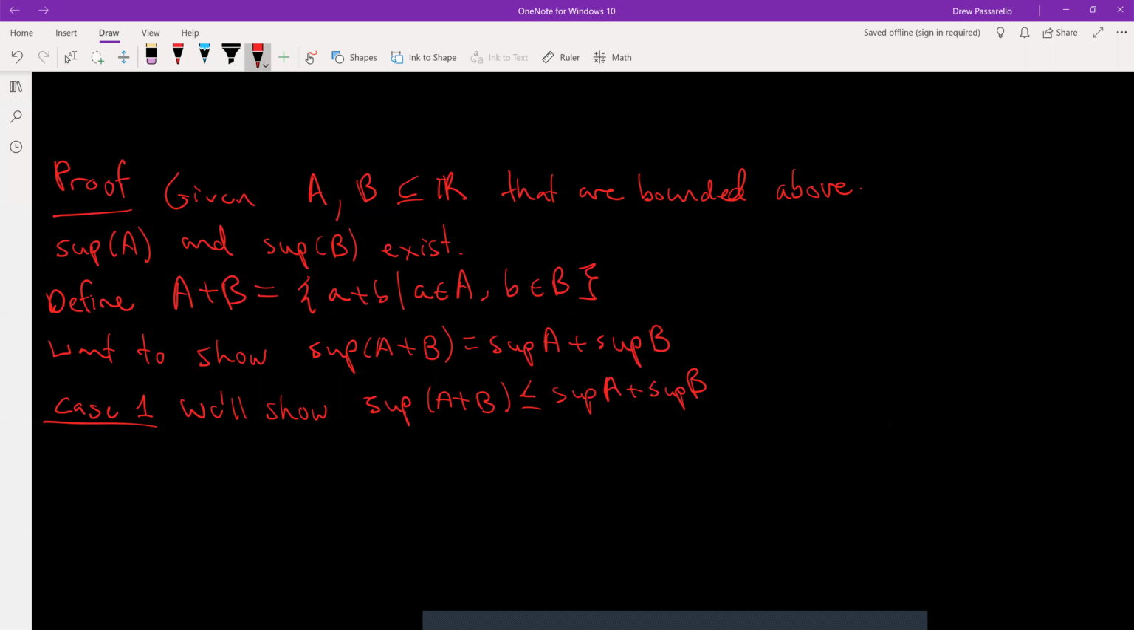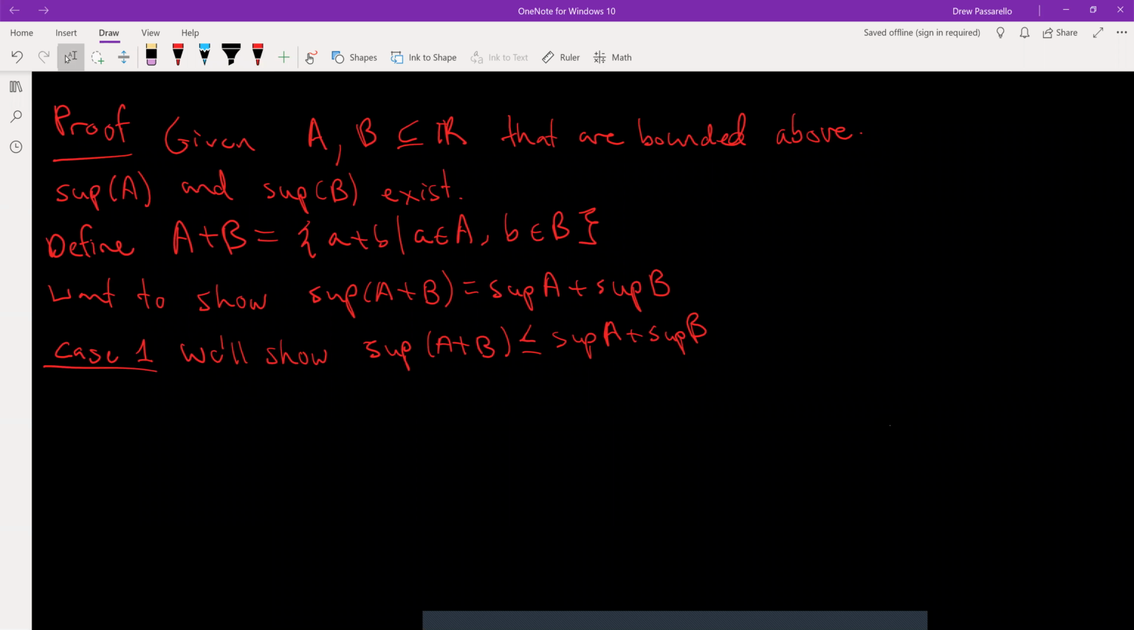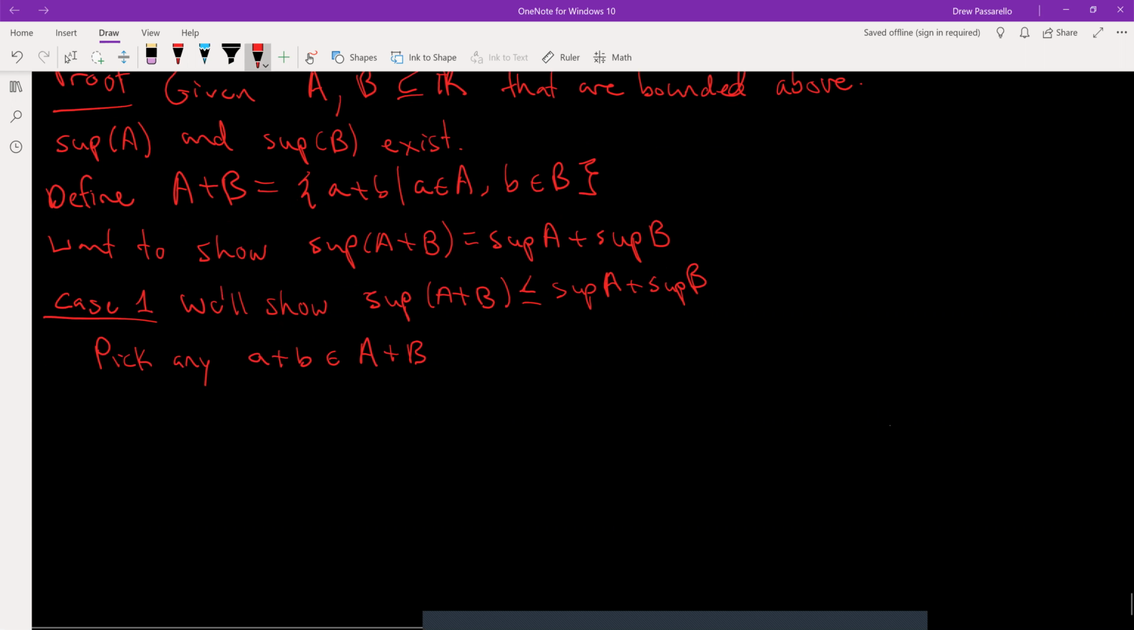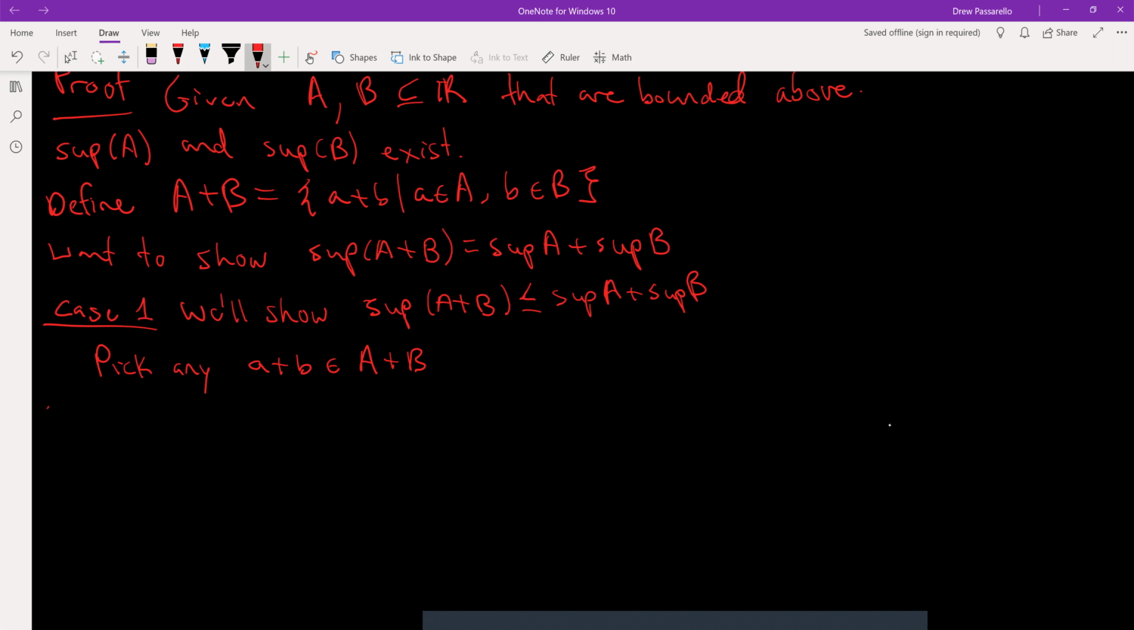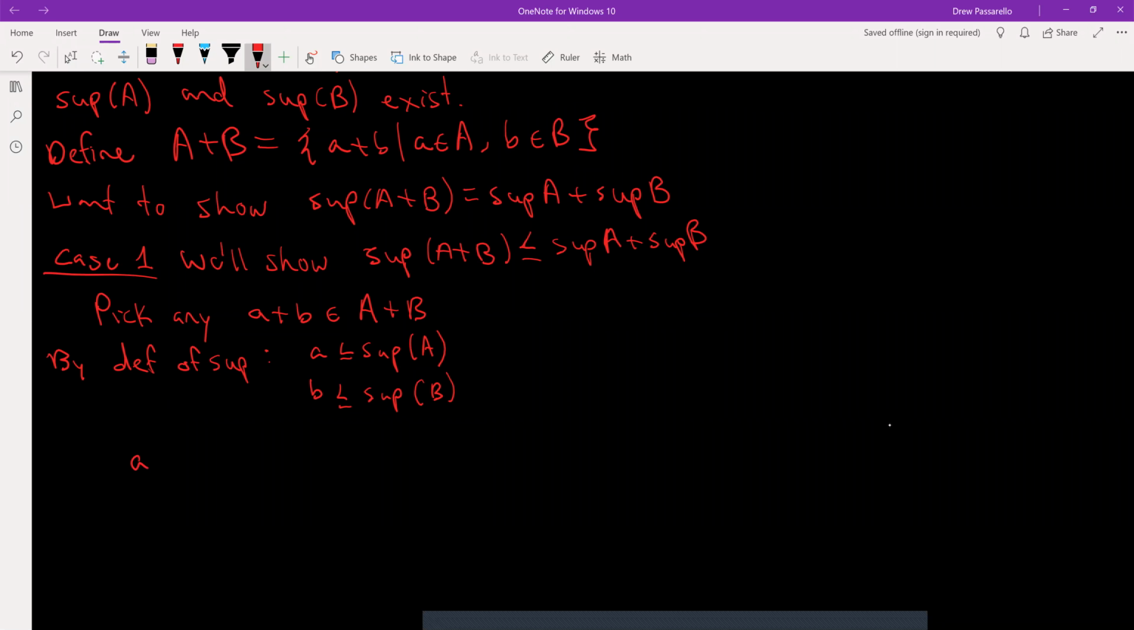All right, so we're going to pick an arbitrary element from capital A plus capital B. So pick any element, and it's going to have the structure lowercase a plus lowercase b in our set, capital A plus capital B. Well, we know by definition of supremum, a is less than or equal to the supremum of A, and then b is less than or equal to the supremum of B. So then a plus b would be less than or equal to the supremum of A plus the supremum of B.